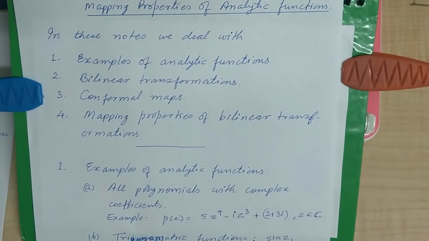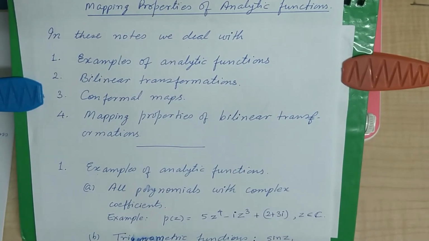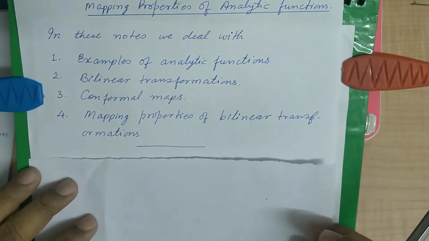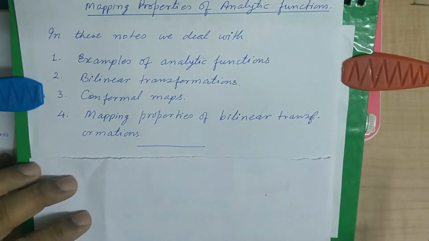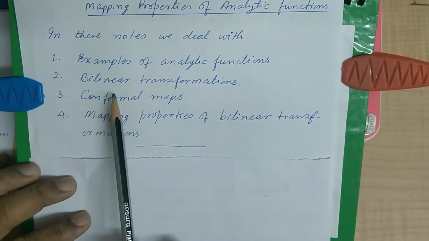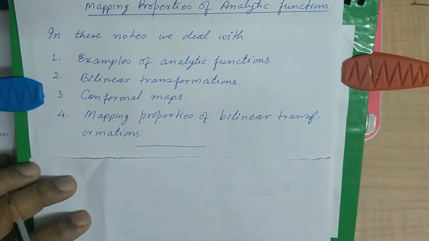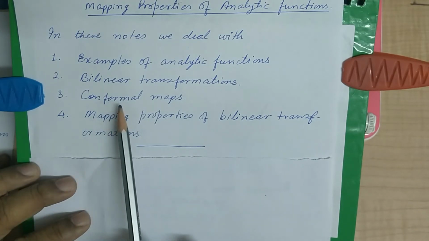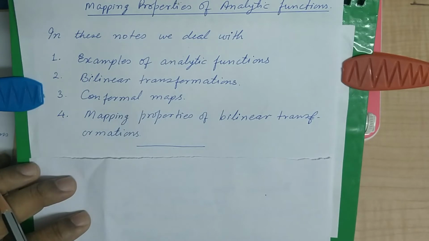In this video, we look at the mapping properties of analytic functions. We'll quickly have a look at examples of analytic functions. We'll look at the definition and examples of bilinear transformations. We will look at the definition and example of conformal maps. And finally, we come to the mapping properties of bilinear transformations.